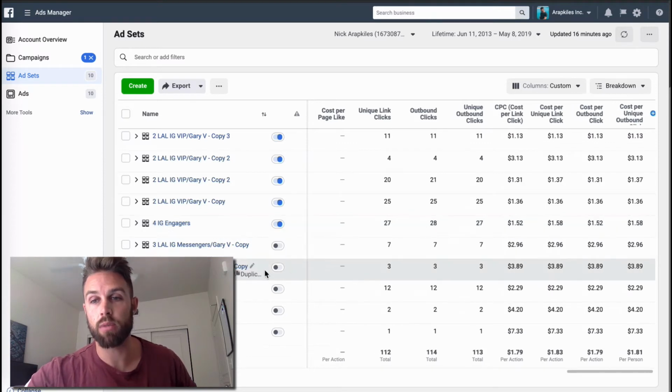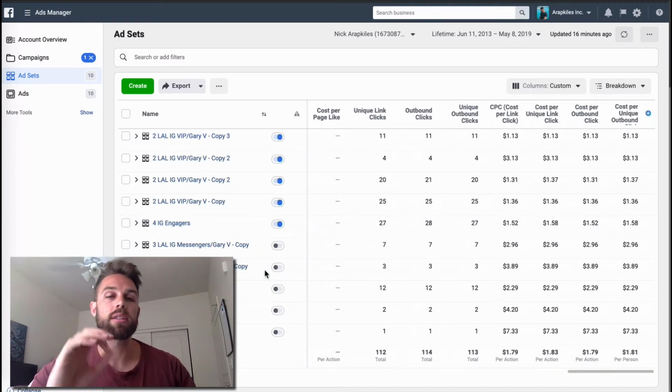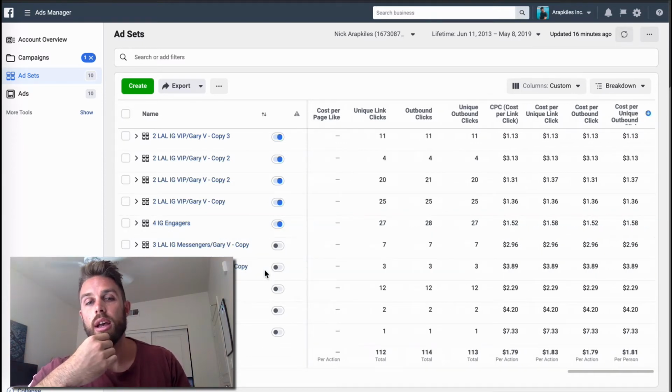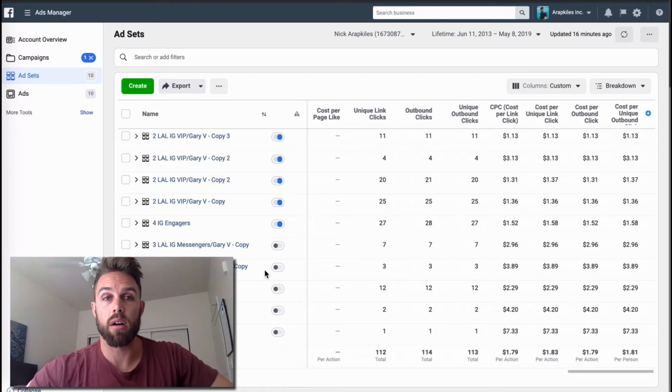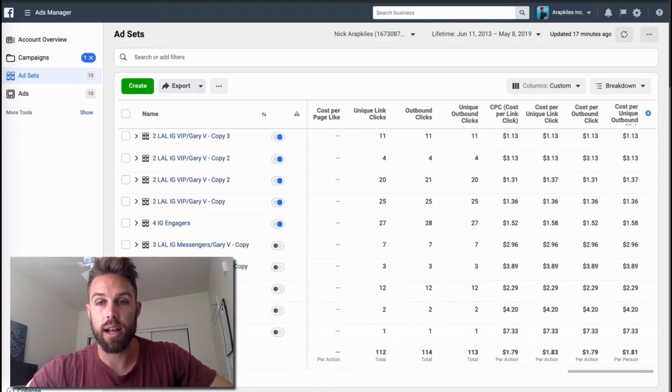Okay, so I want to show you, this is kind of interesting, and this is the thing I want to share with you guys, is that you have to do a lot of testing on here. As you can see, there's a lot of different ad sets on here, and a lot of them have different numbers.